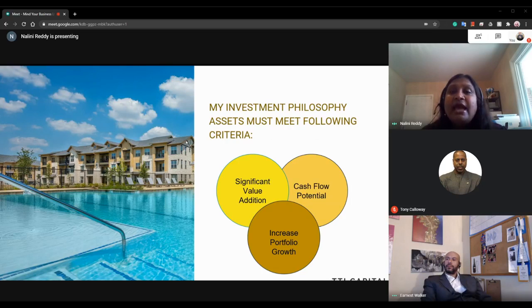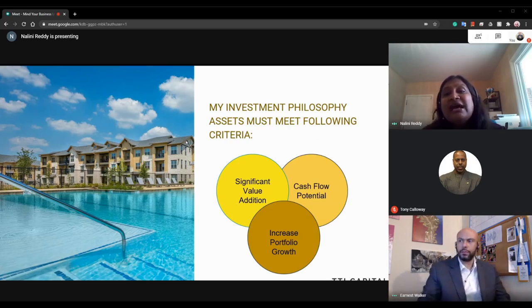Does this asset have significant value addition, right? That whole thing about increasing rents, decreasing expenses. Does it have enough problems that we can solve and by solving add value? That's basically the first question we ask. Does it have a cash flow potential, right? Obviously, we want to be able to rent it out where we can increase the occupancy and keep it at 100% if possible and have a steady cash flow, right? So that's the question we ask.